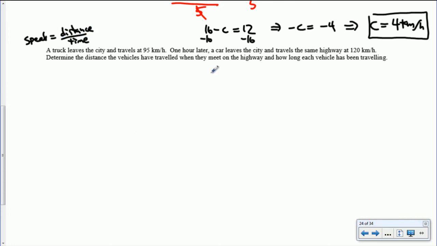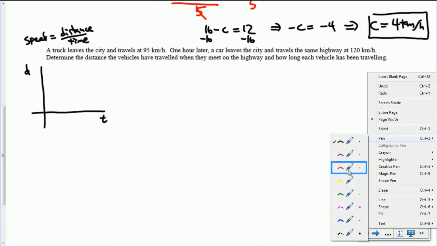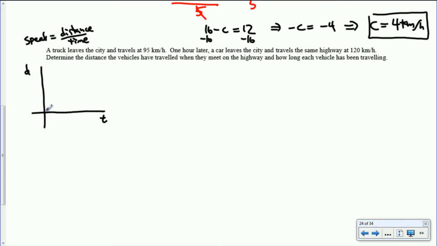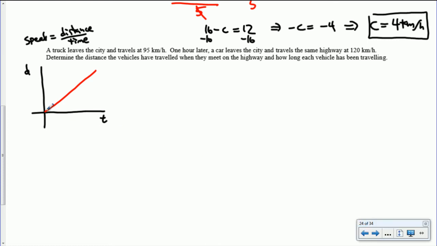Kind of helpful to think of this graphically. So if we graph time and distance, if we were to graph the truck, I think the truck's like that, the slope gives us the speed, so 95 kilometers per hour. If the car started out at the same time with its speed of 120 kilometers per hour, it would be, well, maybe that's a bit extreme, but it would be steeper.